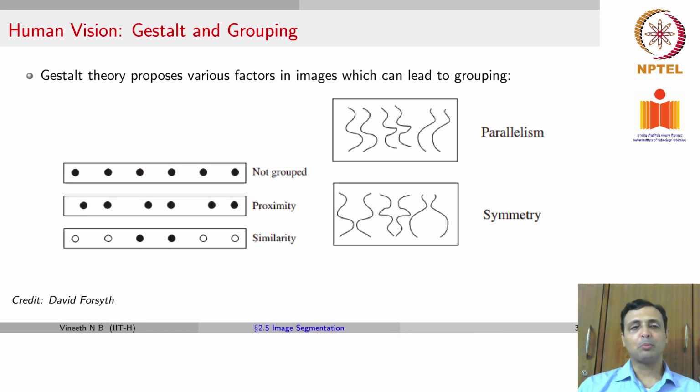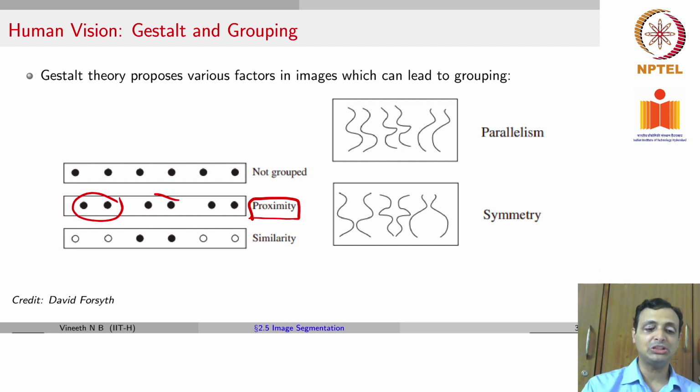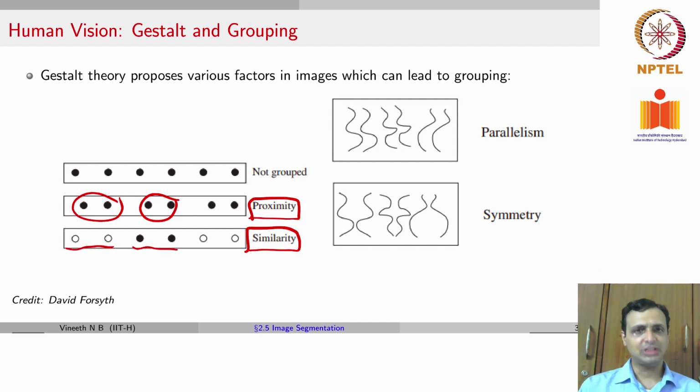So gestalt theory proposes various factors in images which can result in grouping. On one hand, you could have proximity to be a reason. When there are objects or artifacts in the image which are simply close to each other and these groups lie in different parts of the image, that could result in one kind of a grouping. Or it could just be the similarity of the objects themselves. Some objects are hollow circles, some objects are filled circles, and just because these objects are different, they get grouped differently when we perceive this image.